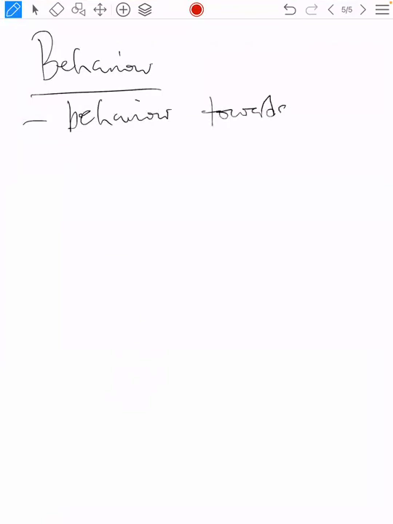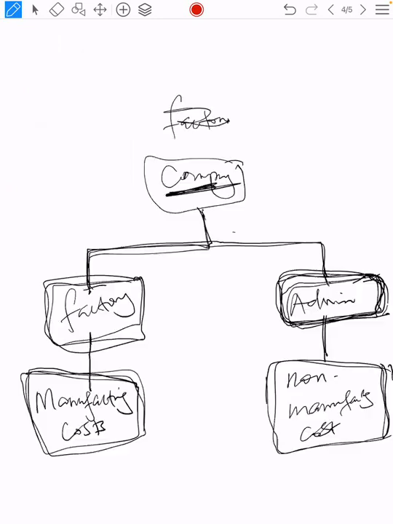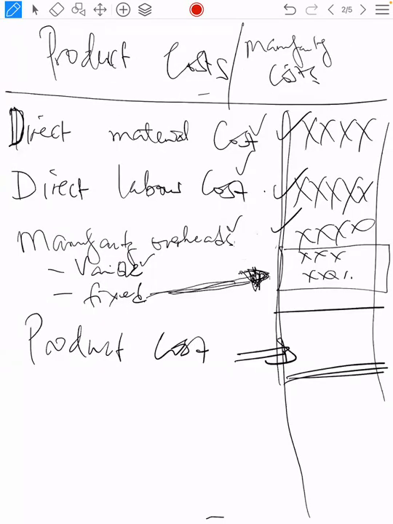towards changes in output, or rather toward their behavior and changes in the number of units produced. Are we together? Yes. Now, this is what is going to happen. Some costs are going to increase as the output increases. A good example would be these product costs, excluding the fixed component.